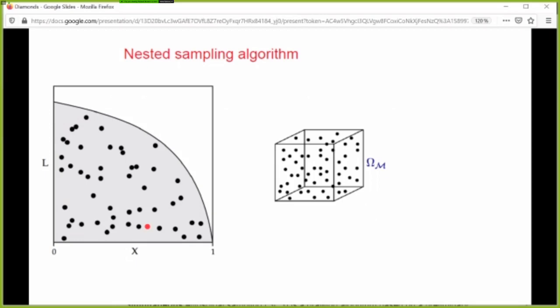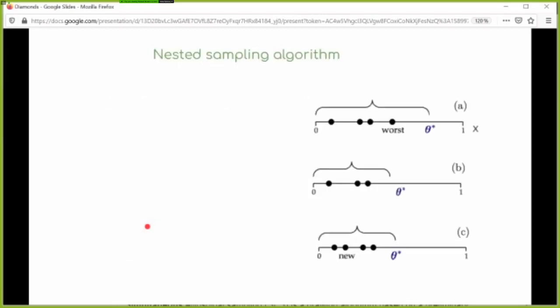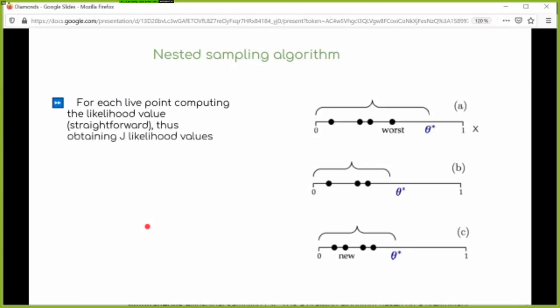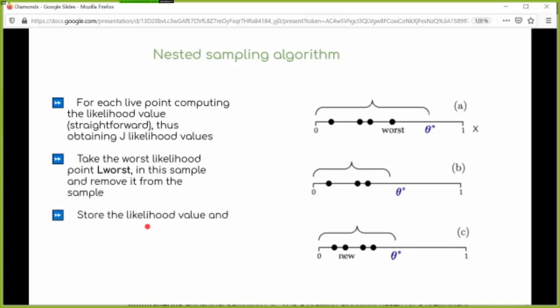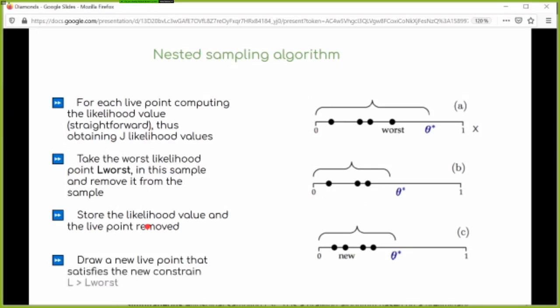Okay, so now let's dig a little bit into the details of an iteration of nested sampling. For each live point, you compute the likelihood value, and thus you obtain J likelihood values. Then you take the worst likelihood point in the sample and you remove it from the sample. Then you store the likelihood value and the live point is removed. And finally, you draw a new live point that satisfies the new constraint, where the likelihood is superior to the worst likelihood.